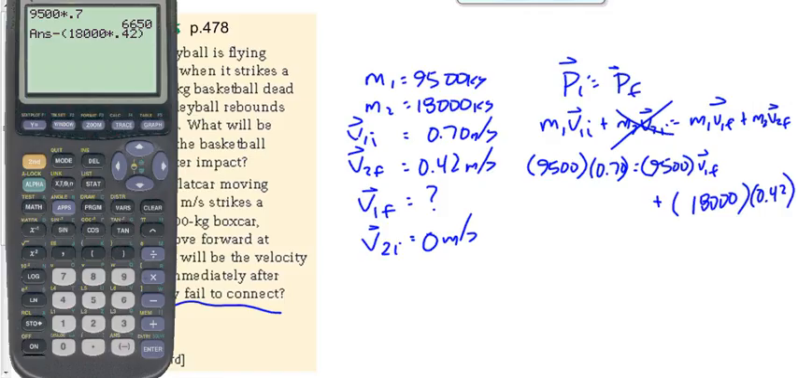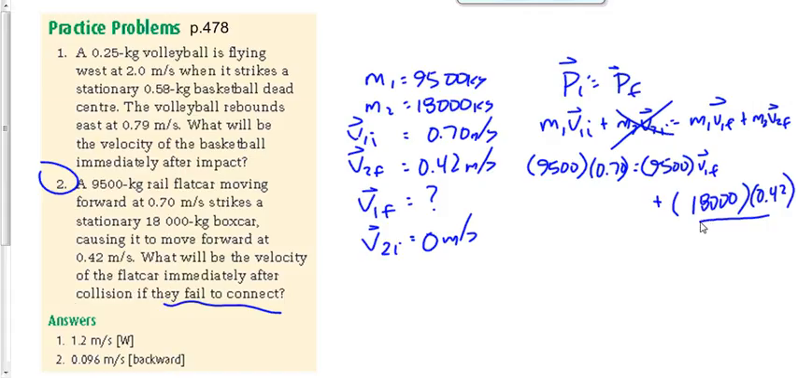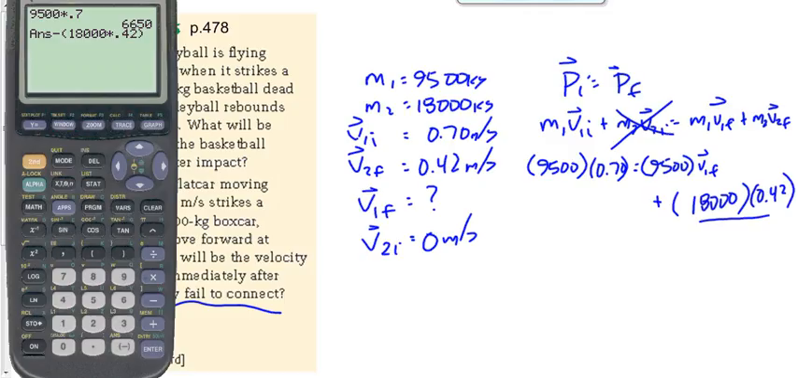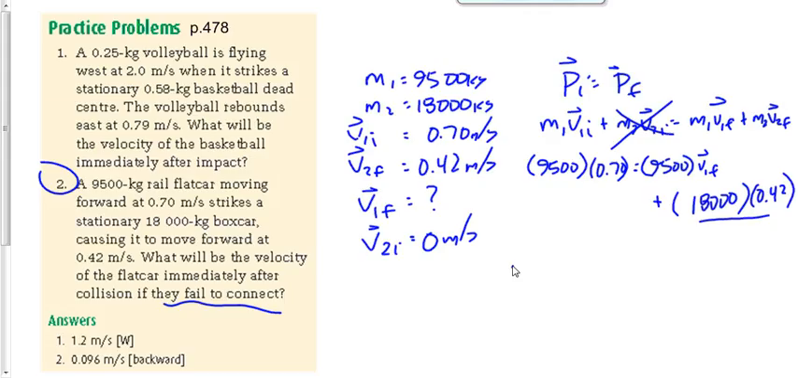I got to get this term right here over to the left side by subtracting, right? Because it's added to the right side. So I get a value of negative 910. Let's divide that by 9,500. And we get a value of negative 0.096, which is the answer they give us in the book here.